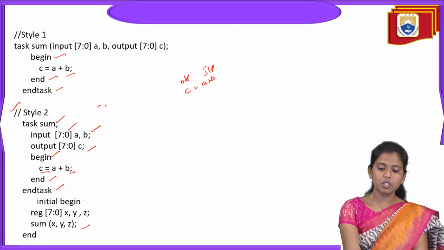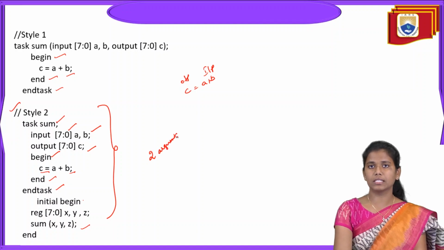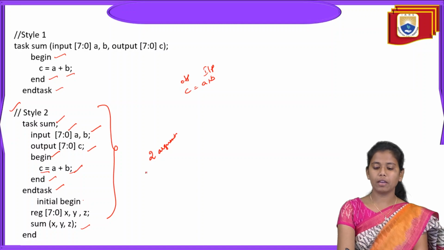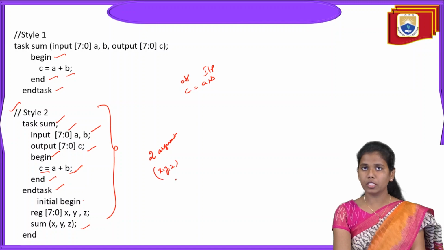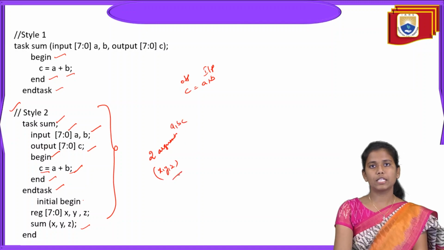In this particular example, if you observe, there are 2 sets of arguments considered. One is with respect to C equals A plus B, and one is with respect to X, Y and Z. We can sum up not only A, B, C, but also X, Y and Z.